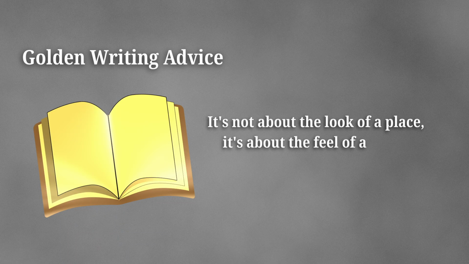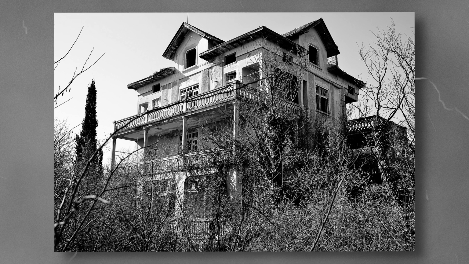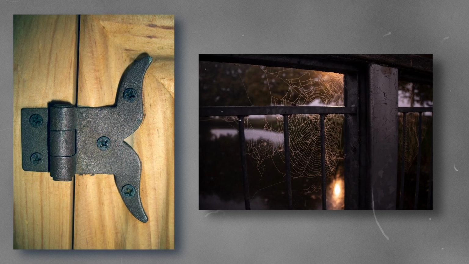Here's a golden piece of writing advice that will keep you from ever describing more than you need to. It's not about the look of a place, it's about the feel of a place. When describing a setting, drop in only as many details as you need to convey the mood that you're going for. For example, if your characters are walking into an abandoned house and you want to convey the creepiness of the place, it's not important that we know what year the house was built or what style the wainscoting is. Drop in details about creaking hinges and wind whistling through broken windows until you get that sense of, yeah, this place is creepy.